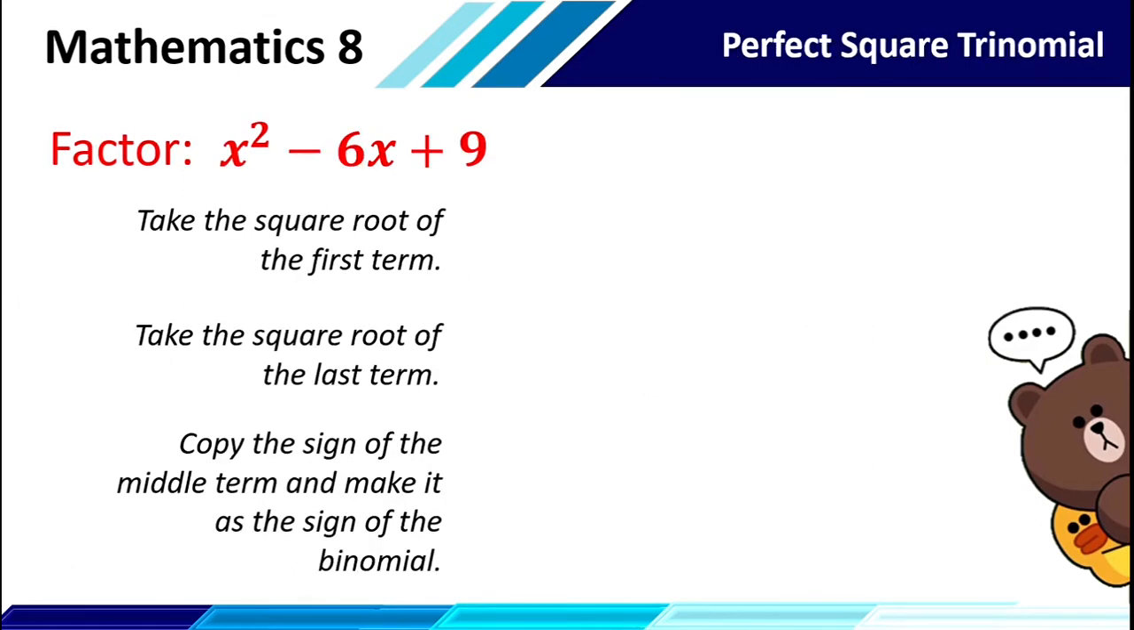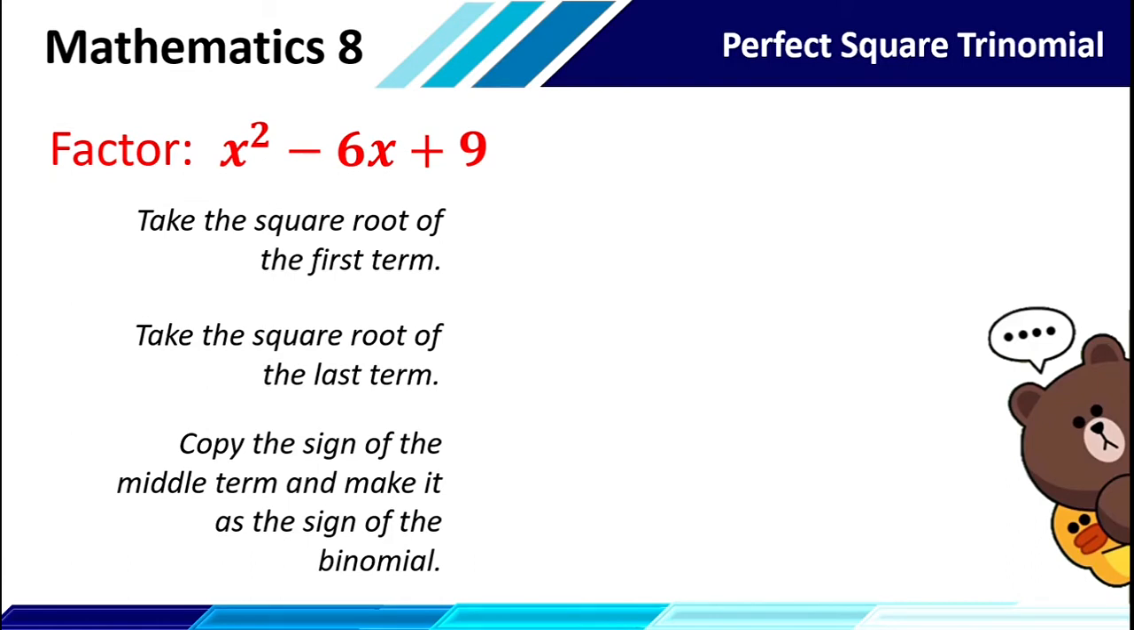Next is perfect square trinomial. To identify if our given polynomial is a perfect square trinomial, take a look if the first and the last term are perfect squares, and if the second term is twice the product of the square roots of the first and the last term.